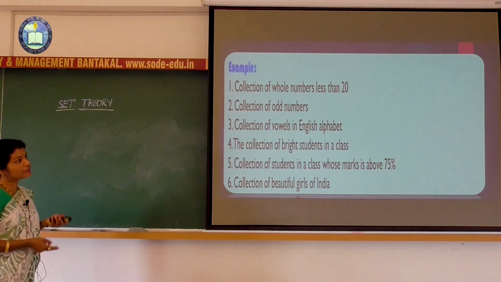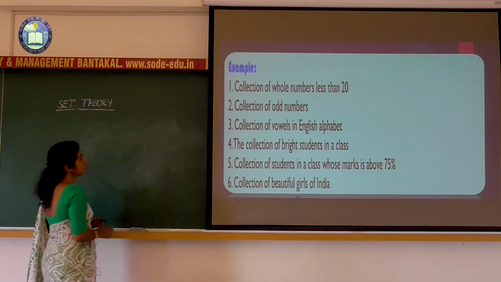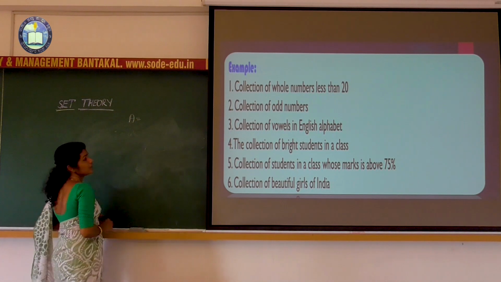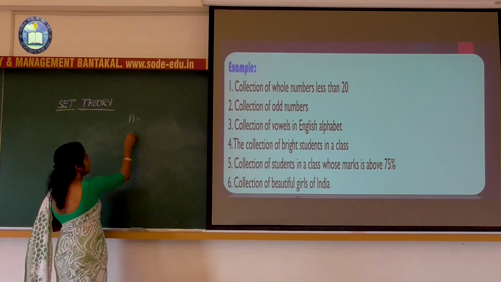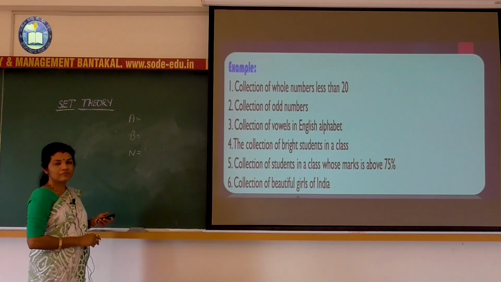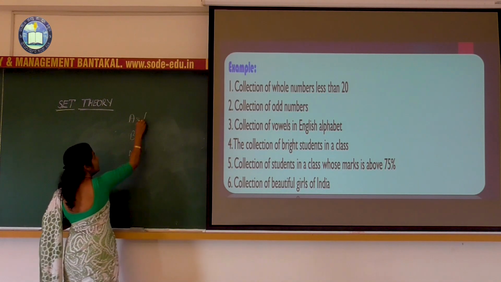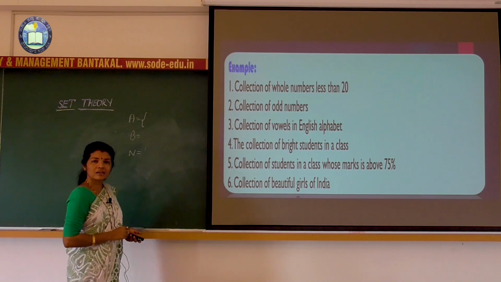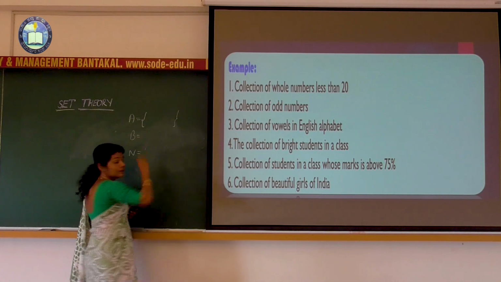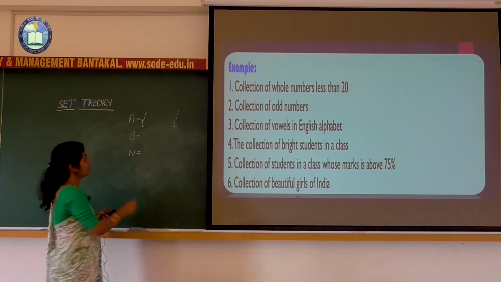Now, come back to the notation. How to denote a set? Usually, capital letters are used to denote a set. A, B, N, like this. So, we use capital letters to denote a set. And members of the set are called elements of the set and are written within the braces. Elements of the set are written within the flower bracket.